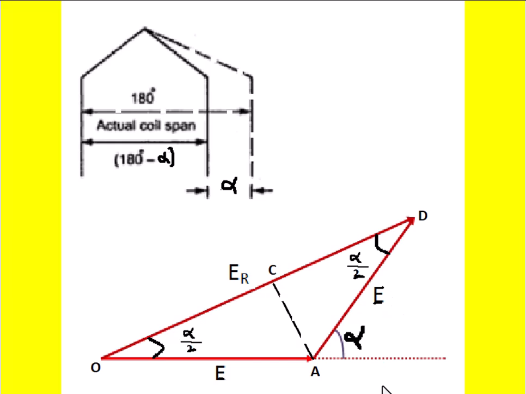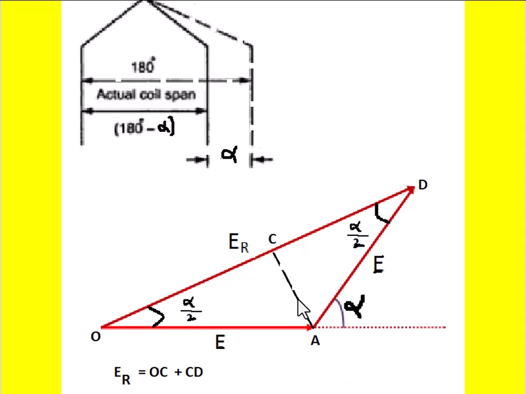but this AD will have the short pitch angle, that is alpha. This is called chord angle. Then the resultant of this OA and AD is represented by resultant voltage ER. Then bisecting this ER from point A, point C will be obtained on line OD.